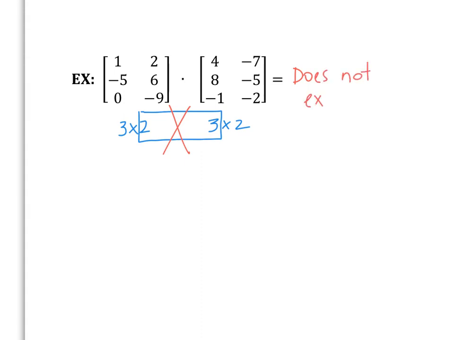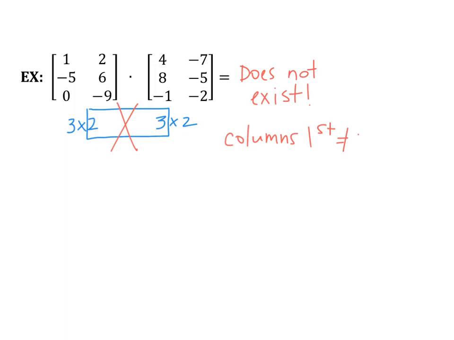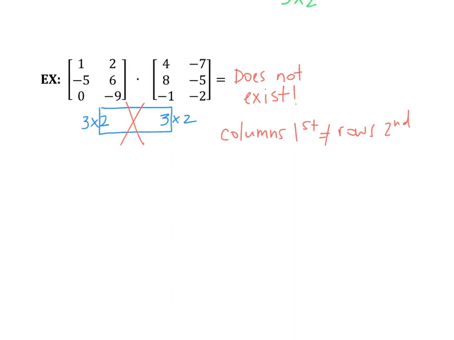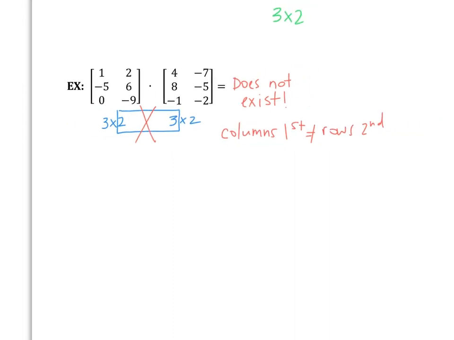And why? Because the columns in the first do not match or do not equal the rows in the second. Okay? So this was a nice easy one. We can't even do that one. It does not exist, that product, because of the fact that the columns in the first matrix do not match the rows in the second.